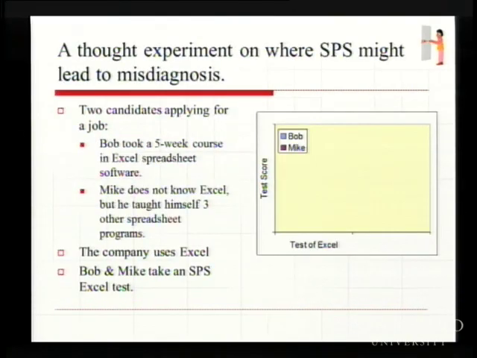So let me give a thought experiment where a sequestered test might be misleading. There's two candidates applying for a job at the mega corporation. Bob took a 5-week Excel course, right? Mike did not, but he has taught himself 3 other spreadsheet programs. So the mega corporation wants to give an entrance test, and the company uses Excel. So they give them a test of Excel. There's like 30 minutes, see if they know where the menus are, and so forth. So it's not hard to predict who's going to do better on this test. It'd be Bob, because Bob knows the interface and he's learned these kind of straightforward things.